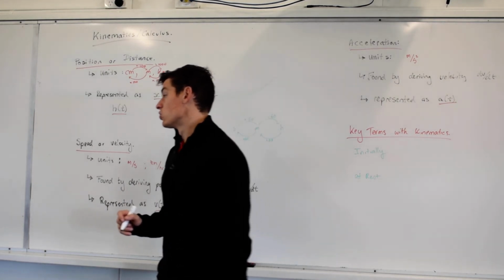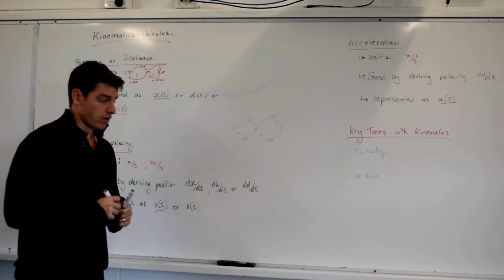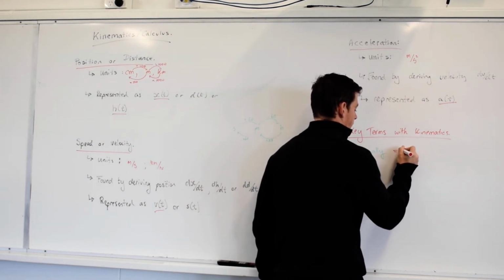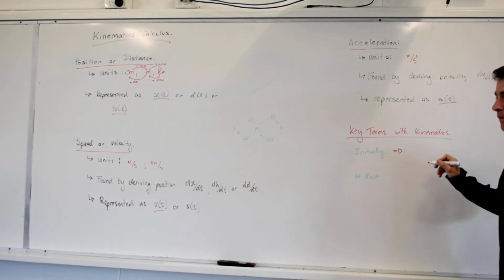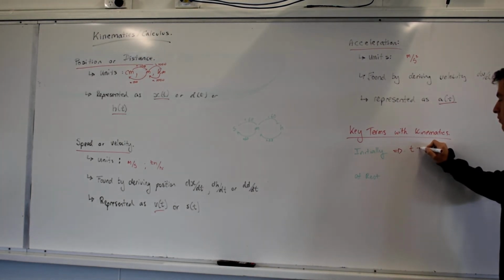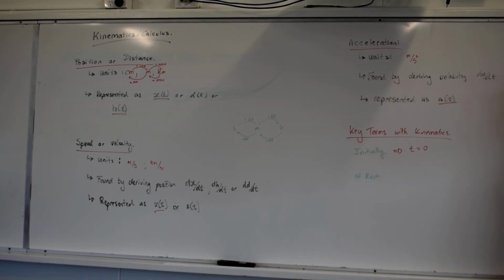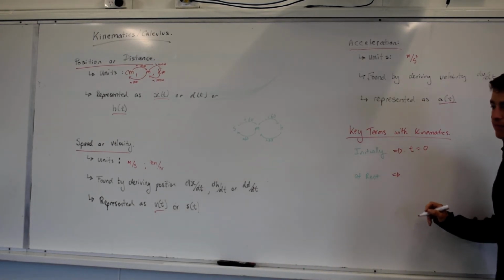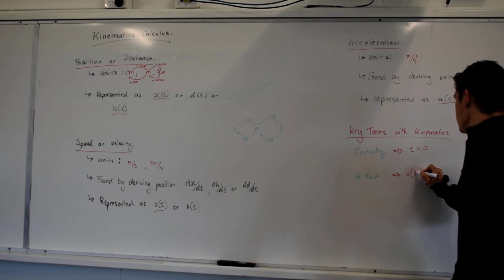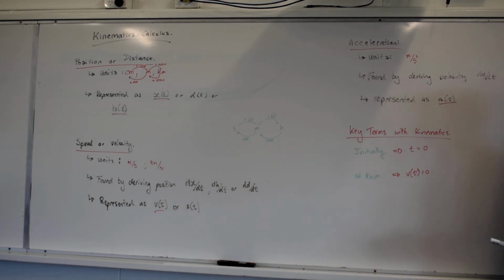I think they're the main two. We'll start with those two. We'll get further if we need. What does initially mean? Start. What? 0. It means that time equals 0. Clear? So if you see initially the position is here, initially means time equals 0. At rest, what does that mean? Speed equals 0, so v(t) equals 0. Please do not confuse those.